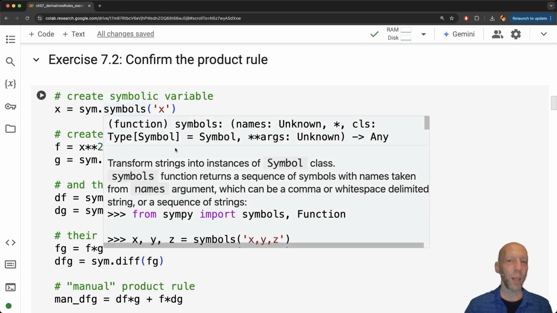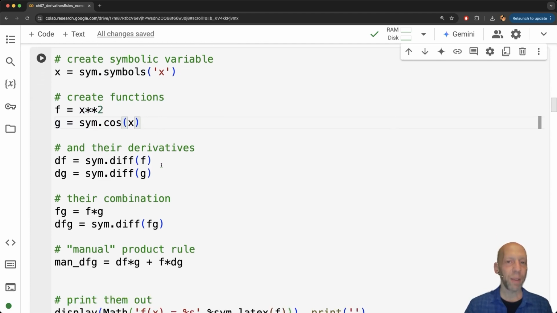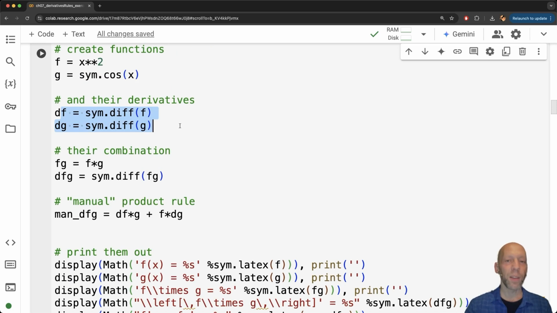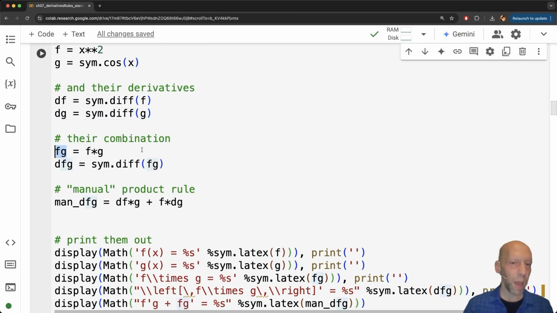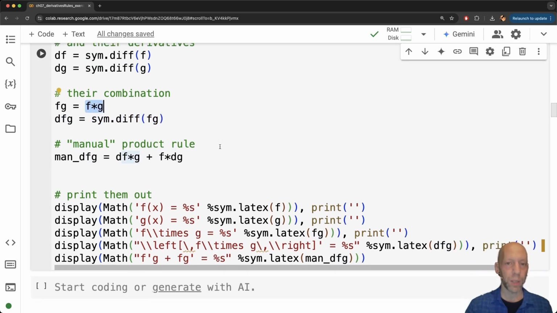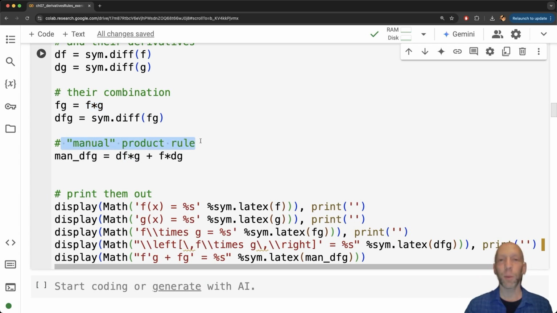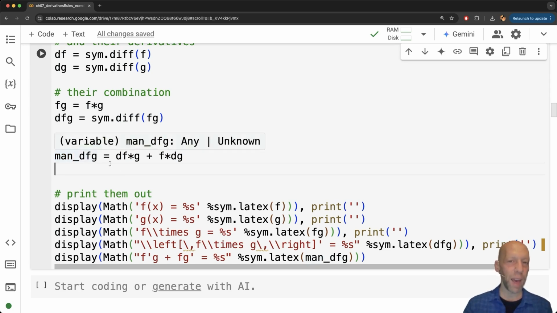So here I create a symbolic variable. Here I create the two functions, f of x and g of x. Here I calculate their derivatives individually, separately from each other. And here I create a new function, which I just call fg, and that is equal to the product of these two functions. You could also call this function h, like I did in the previous exercise. It's all fine. Then I take the derivative of the product of these two functions. And here's where I'm implementing the product rule manually: the derivative of the first times the second plus the first times the derivative of the second. I call this variable man, for manual, derivative of f times g.